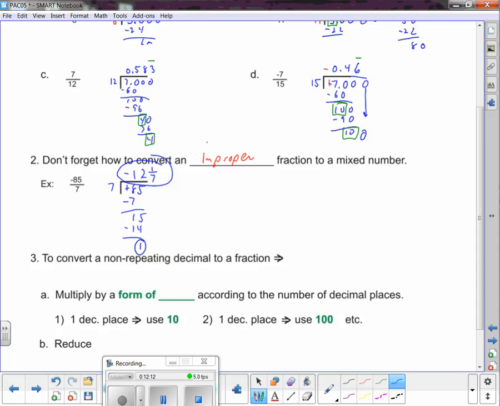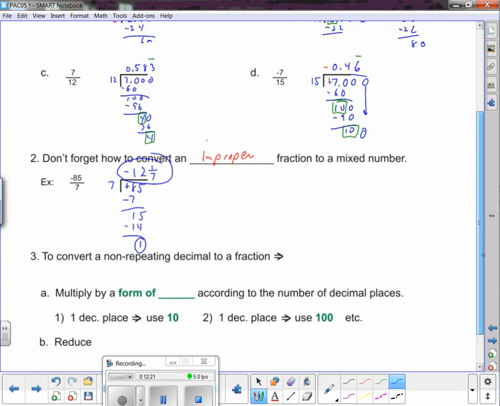Negative 12. No decimals on that one. We're changing to a mixed number. Okay? So it starts the same way. The only thing is we don't go with a decimal equivalent. Okay?